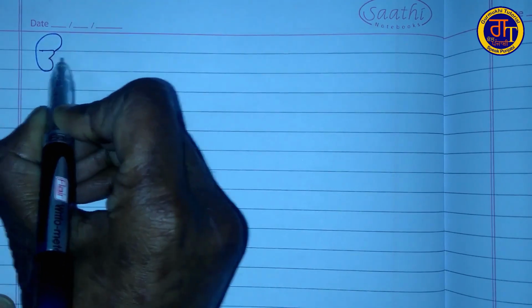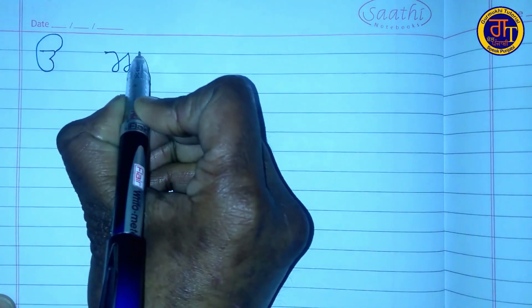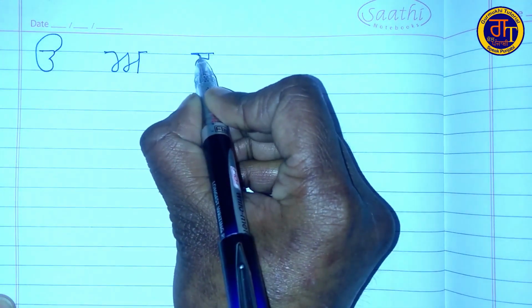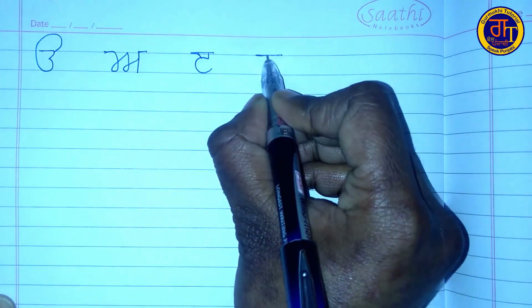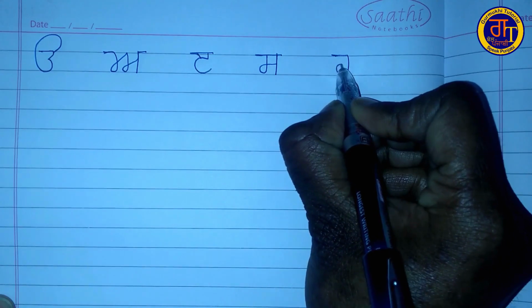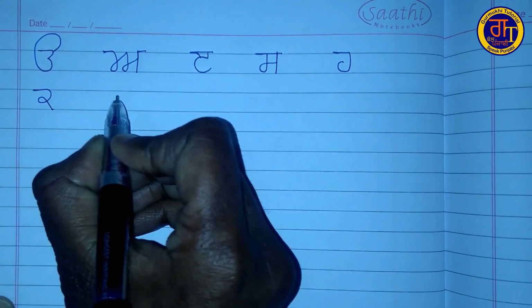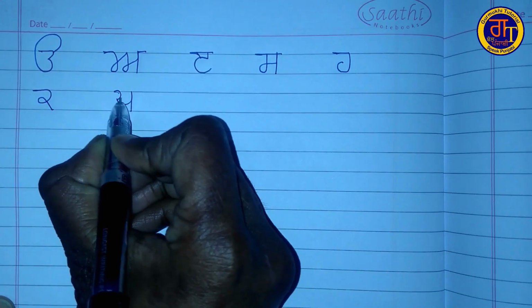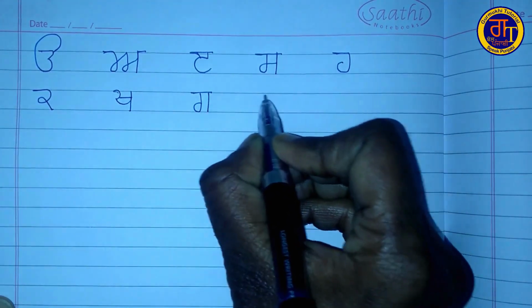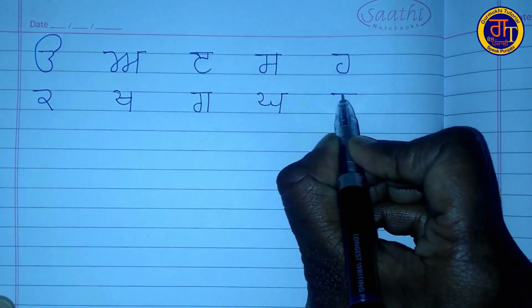Uda. Eda. Ed. Sassa. Ha. Kakka. Khakha. Gagga. Kagga. Nganga.